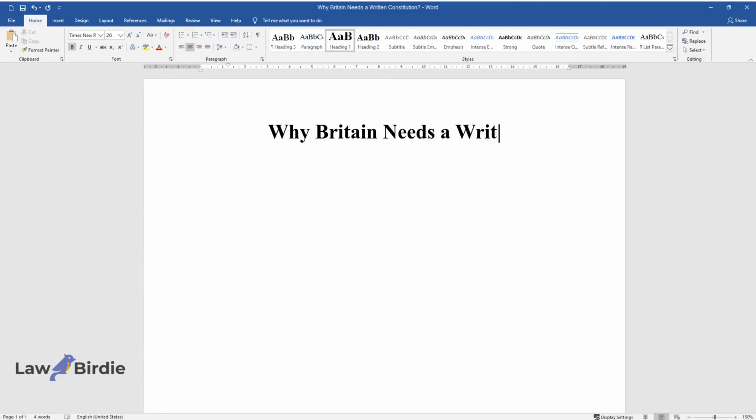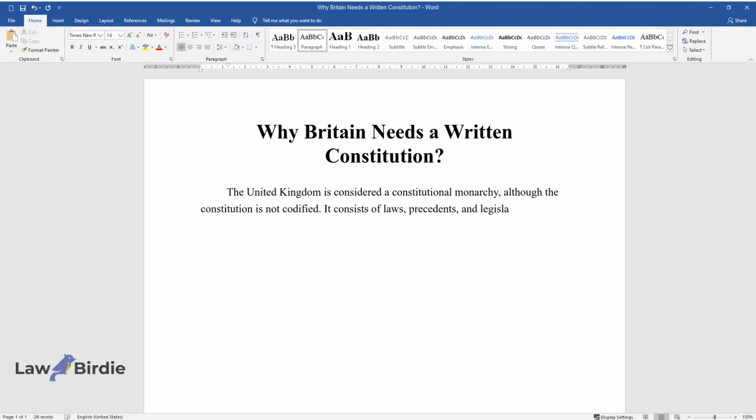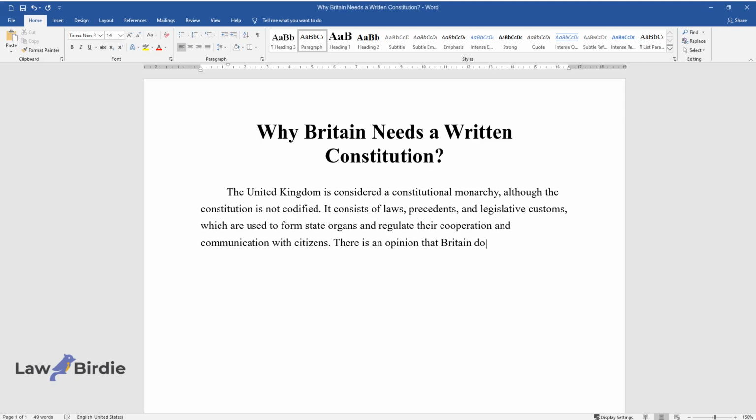Why Britain Needs a Written Constitution. The United Kingdom is considered a constitutional monarchy, although the constitution is not codified. It consists of laws, precedents, and legislative customs, which are used to form state organs and regulate their cooperation and communication with citizens.